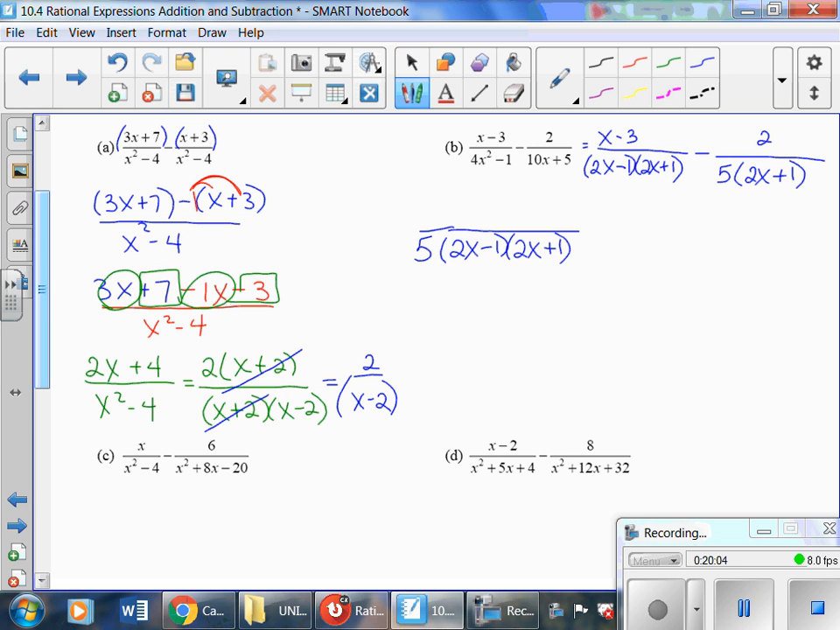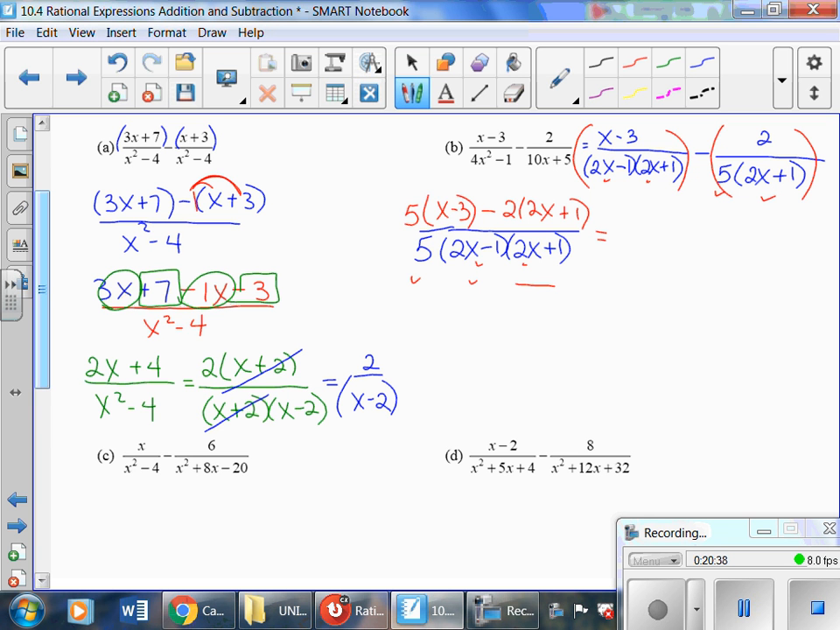So we're going to multiply this one and this one by our common denominator. So what am I missing? Well, I have this one and this one. I have this one and this one. I'm missing the 5. So I'm missing the 5 out of the x minus 3, minus, what am I missing in the second one? Well, I have a 5 and I have the 2x minus 1. So I have the 5 and I have the 2x minus 1, so I'm missing this one. So 2 times 2x plus 1.